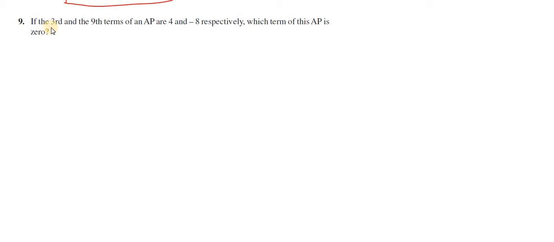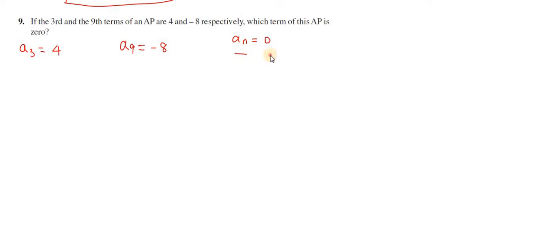We need to find: if the third term and ninth term of an AP are 4 and minus 8 respectively, which term of the AP is 0? Okay, what is given? The third term, that is A3, is equal to 4 and A9 is equal to minus 8. Which term of the AP is 0? That is An, for which n value An becomes 0.